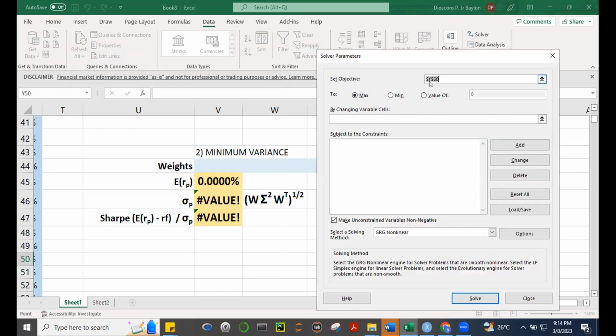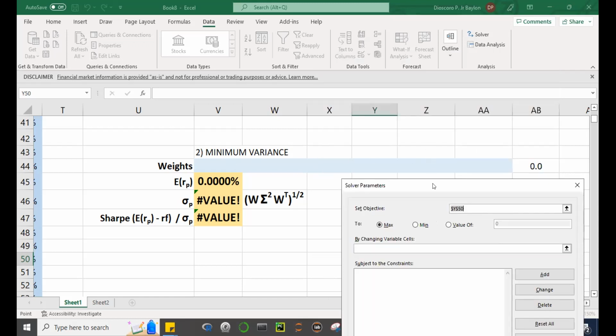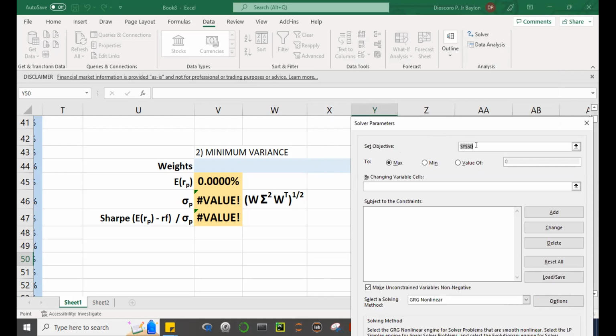Okay, so tatlong main parts dito, no? Objective, maximize, minimize, changing cells, and then subject to the constraints. Objective related dito sa max or min, changing cells, and then subject to the constraints. All right, so we will ask Excel to solve for the weights. And our objective is, sa set objective natin si sigma, si risk. And we are going to minimize it.